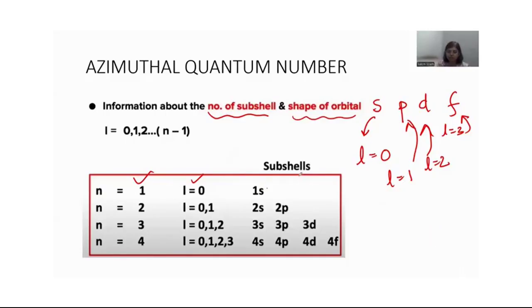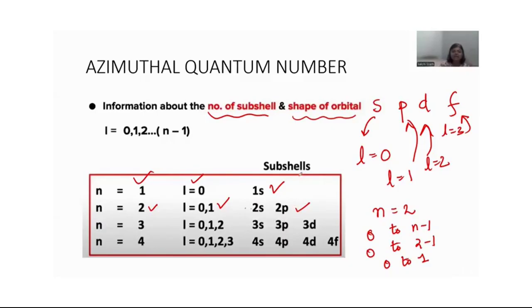So I have just one subshell, that is 1s, because I told you l equal to 0 represents the s subshell. If I have n equal to 2, the azimuthal quantum number ranges from 0 to n minus 1. 2 minus 1 is 1, so that means 0, comma 1. And I told you that l equal to 1 is the p subshell. So we have 2s and 2p. Why are we calling it 2s and 2p? Because this s orbital is present in the second shell, so I call it 2s, and this p orbital is also present in the second shell, so I call it 2p.